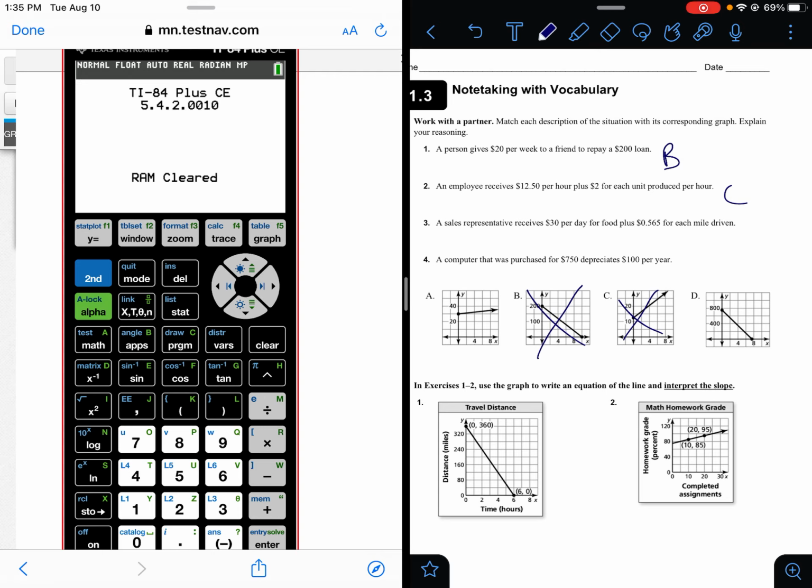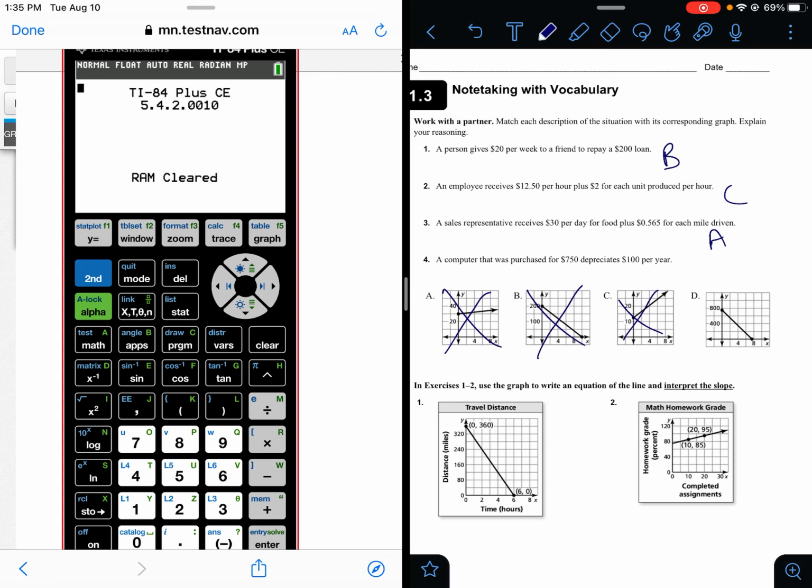Number 3, a sales representative receives $30 per day for food plus 56.5 cents per each mile driven. So obviously you're going to start out at $30 per day and then go up from there for every mile that you've driven. And the only one that starts at 30 and goes up is A.